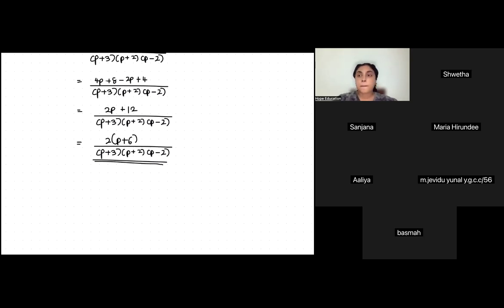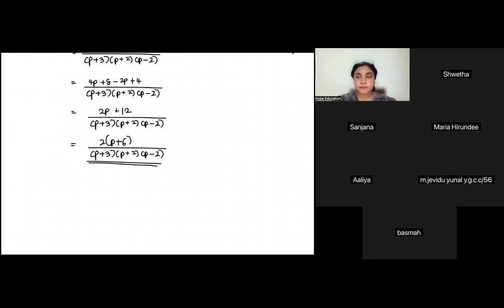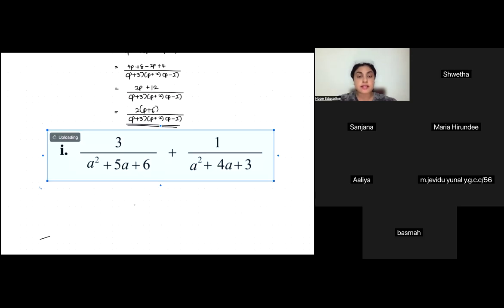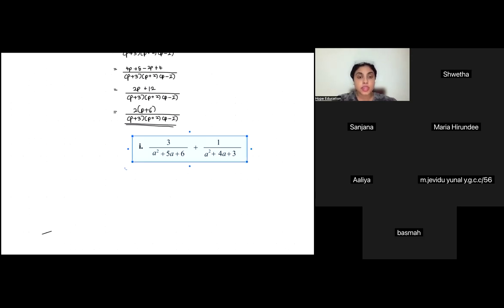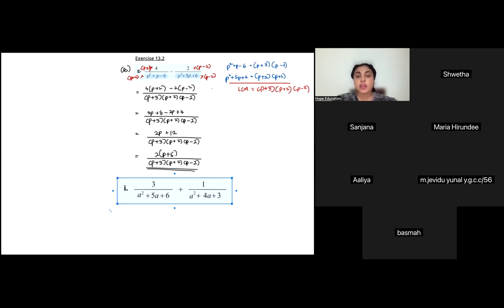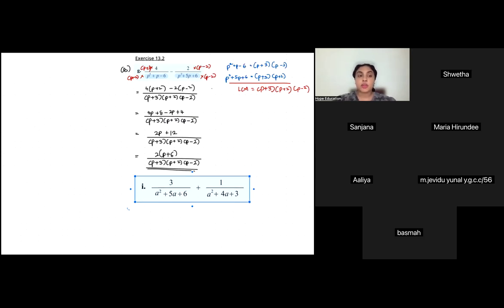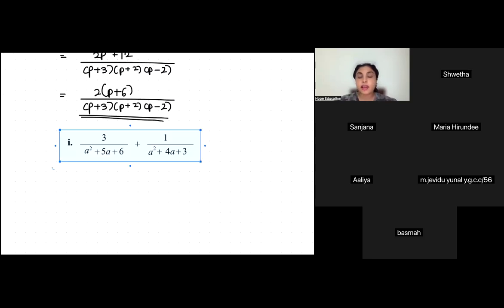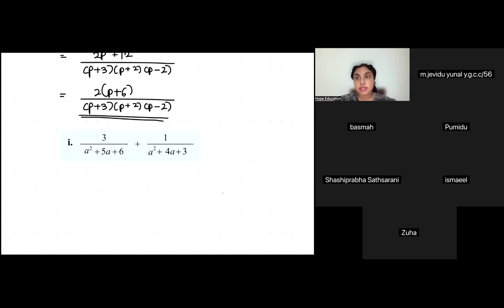All right. So, the screenshot didn't come yet. Okay. So we have a squared plus 5a plus 6, and then we have a squared plus 4a plus 3. So here we have to find a common denominator. Just like what we were talking about earlier, we just get the LCM.